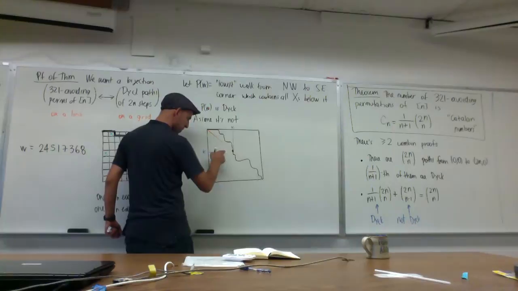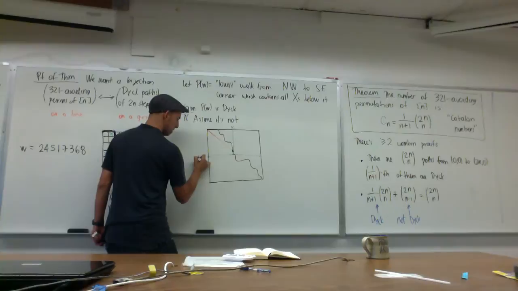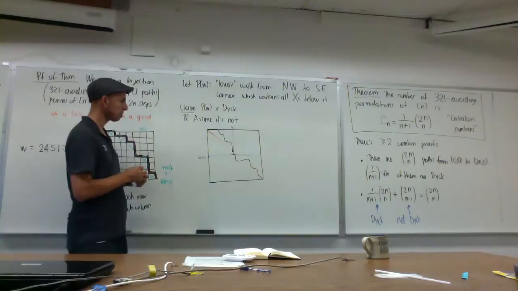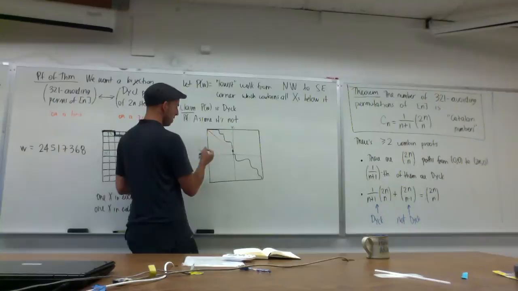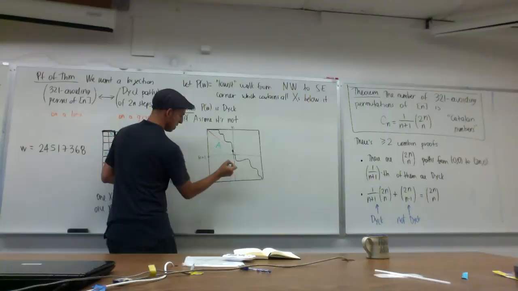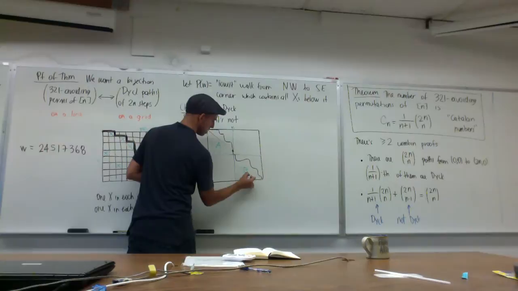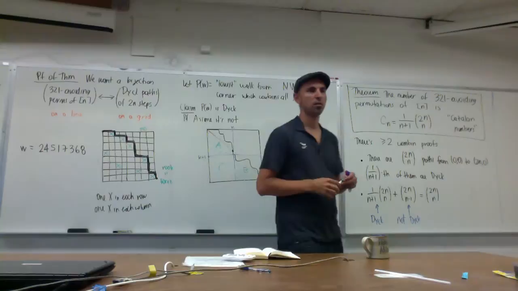Now let me go one lower, because it really did cross. So let me draw a horizontal line here, one lower. This is at k plus 1. Now I want to consider what's under the path, but I want to split it into three regions. This region I'm going to call A, then this region I'm going to call B, and then this region over here I'm going to call C. These are the three regions under my Dyck path.